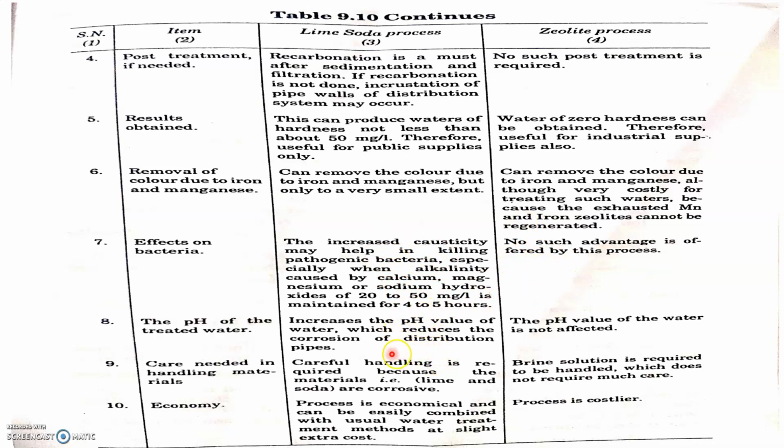The pH. Here the pH value is increased, so the corrosion effect on the pipes in the distribution system is reduced. But in the zeolite process it is not such an issue because you are not altering the pH, so you don't have such an advantage. Next, handling of materials. Care in handling is required, because the lime and soda are very corrosive in nature. Here there is no such issue.